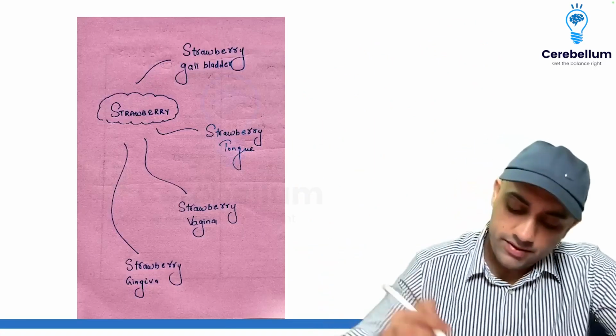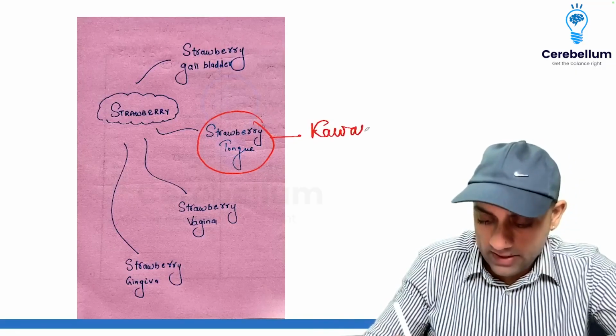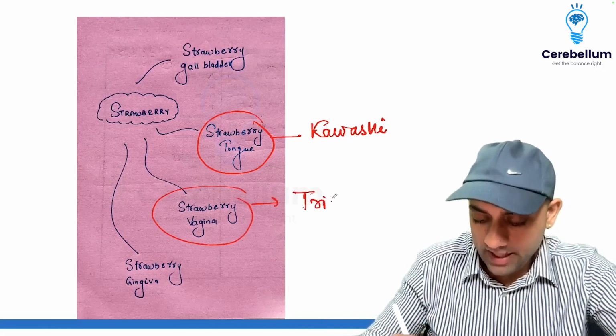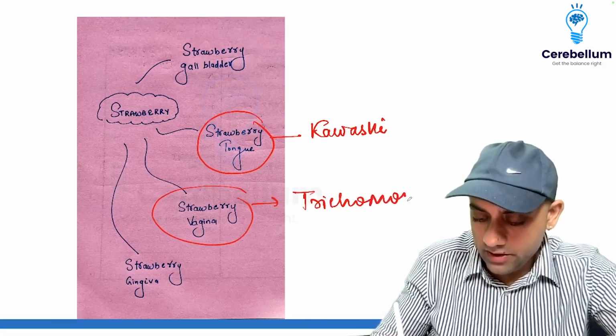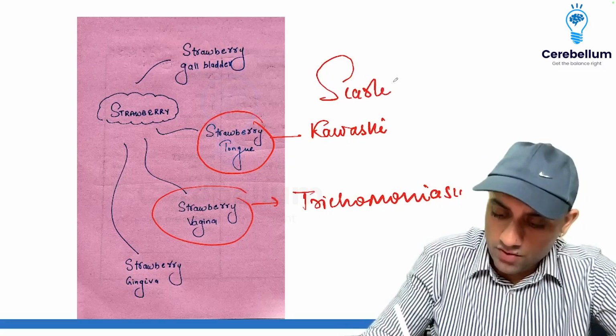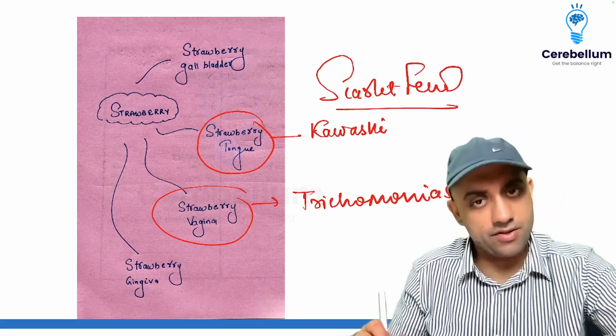Strawberry. Where do you see strawberry tongue? Strawberry tongue, we all know that you will see in Kawasaki disease. Strawberry vagina you see in trichomoniasis. So strawberry tongue you will see in two conditions, one in Kawasaki and one in scarlet fever. Strawberry vagina you see in trichomoniasis.